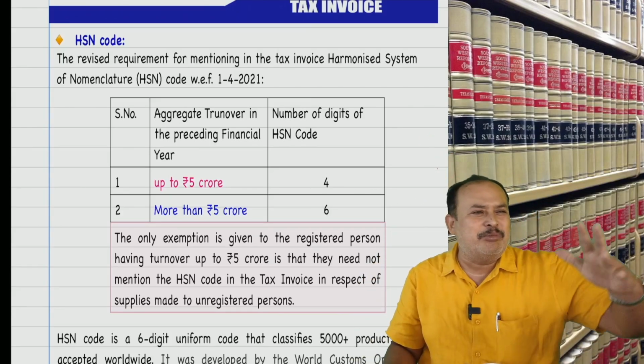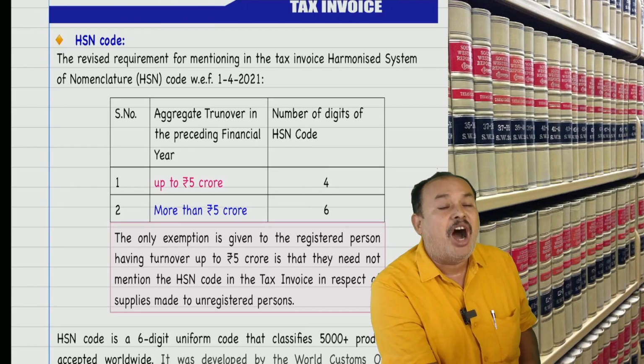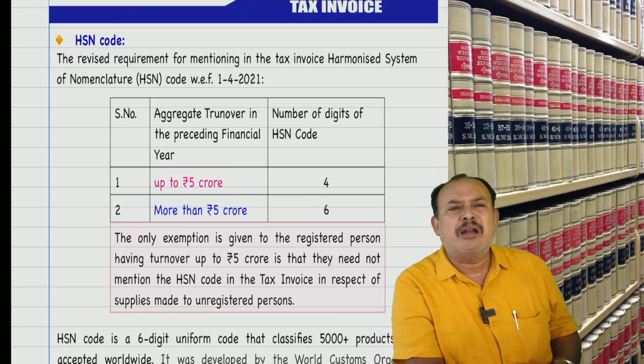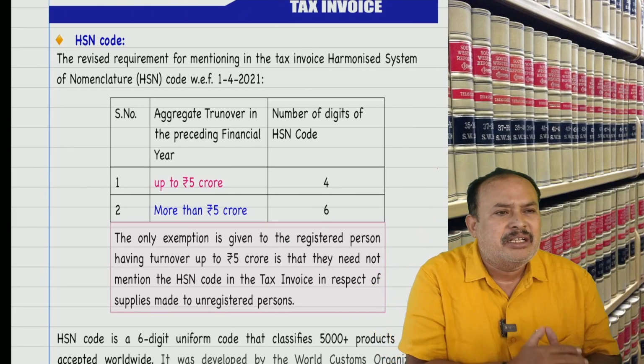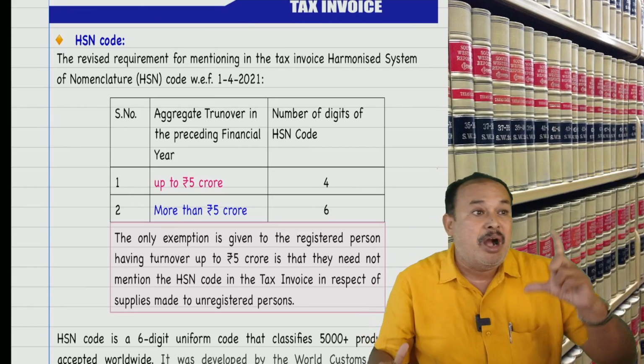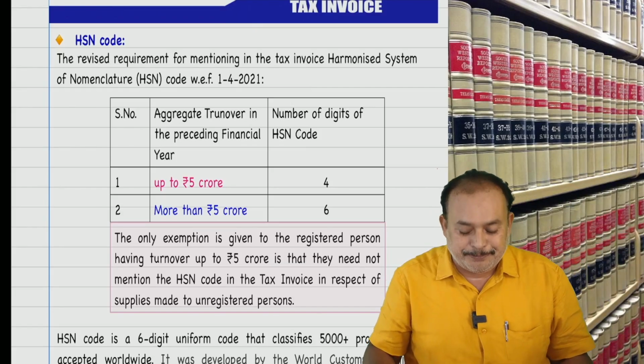Then you can ask me, hey Mr. Rafi, are you bluffing us or what? You said HSN, harmonized system of nomenclature. Harmonized system, harmony means equality. But you are telling us about assigning a number. How will assigning a number become harmony? How does harmonization of nomenclature come into the picture?